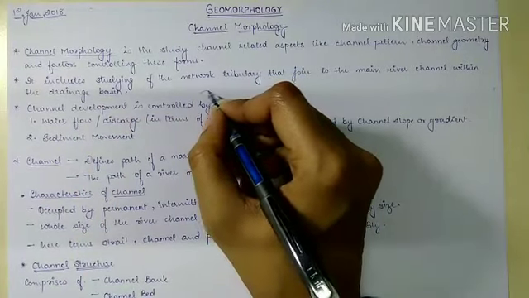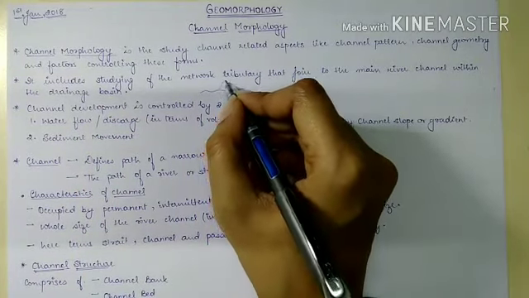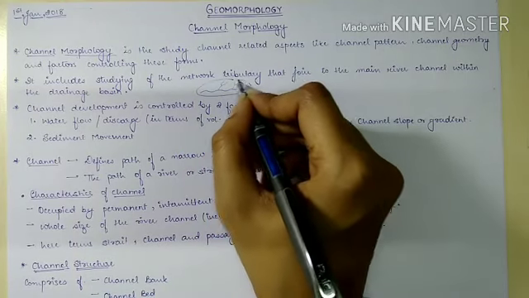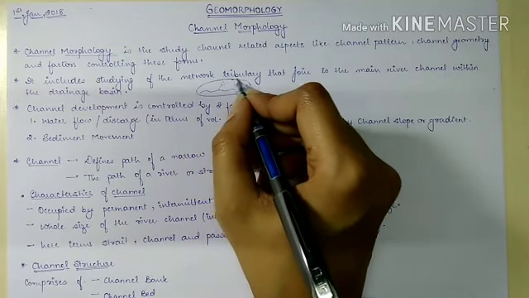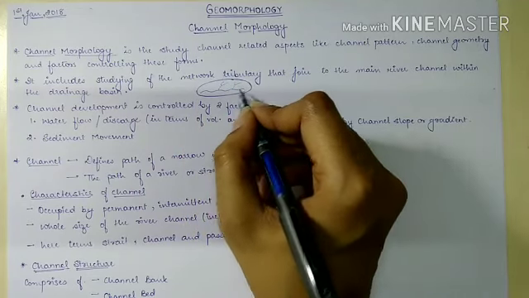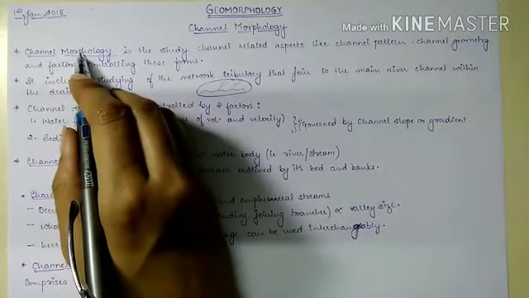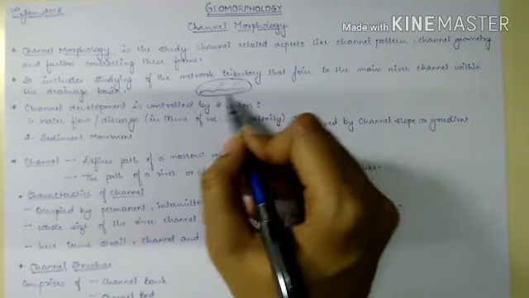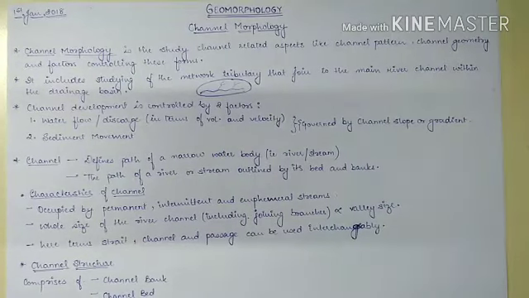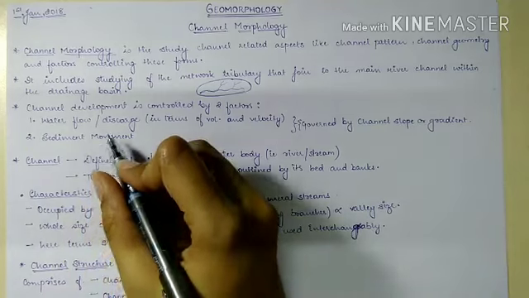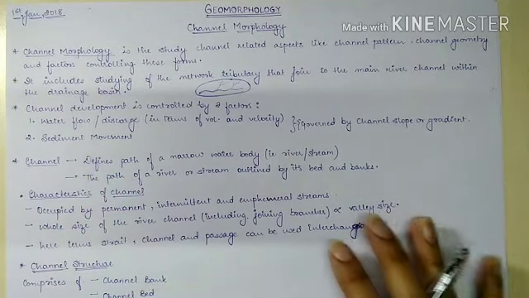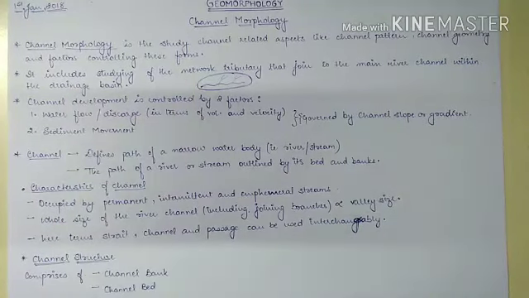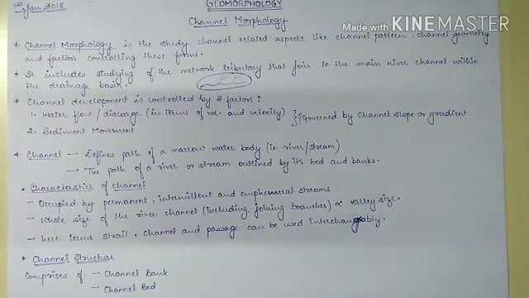See, this is the main river and these are its tributaries. So this whole drainage system is studied in channel morphology. Not one stream, but the whole system is studied in this. Channel development is controlled by two factors. So channel morphology studies channel development, which is basically controlled by two factors.